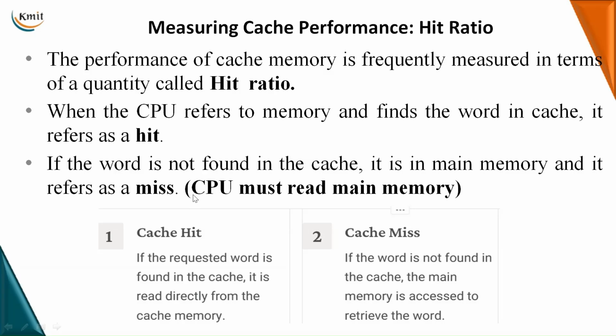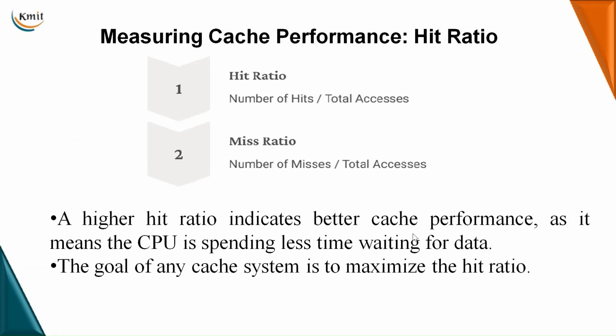In case of a miss, the CPU must read that particular block from the main memory and place it into the cache memory. So a cache hit is when the requested word is found in the cache and is directly read from the cache memory by the CPU. And if the requested word is not found in the cache, the main memory is accessed to retrieve the word by the CPU, and we call it a cache miss. Based on cache hit and cache miss, we have a ratio called hit ratio.